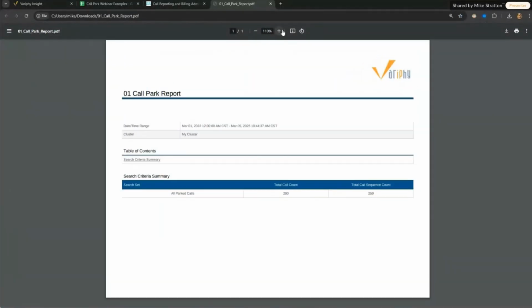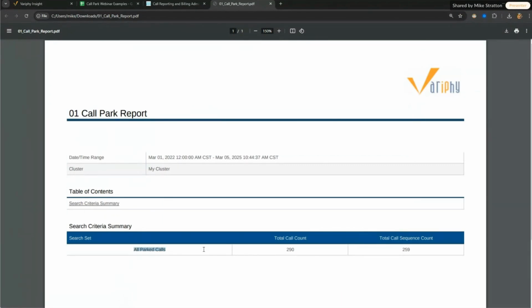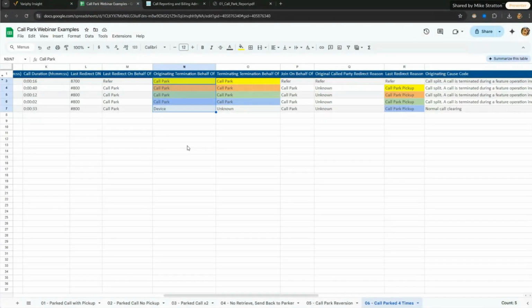A simple report for one page will look something like this, where we have, how many park calls are there? I use total call count and total call sequence count to show you there's going to be a difference. Total call count is the number of times a call was parked, or there was a call park record. This includes, in this case, when a call was parked 4 times, this call would be tracked 4 times in that total call count.